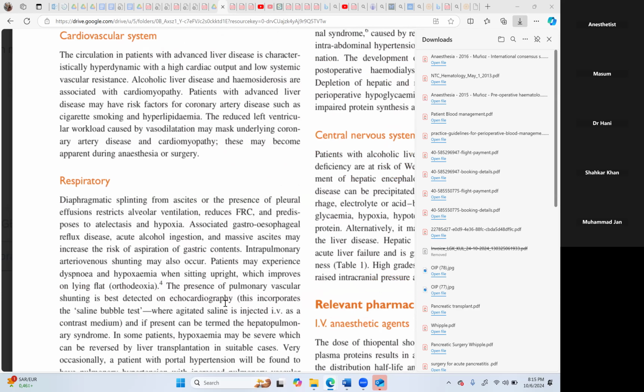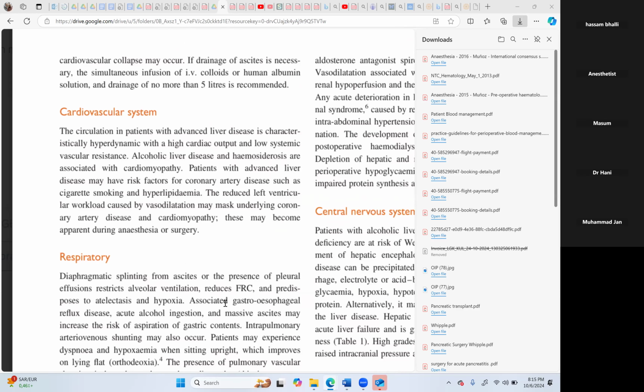Tissue thromboplastin is factor 3, thank you. In the cardiovascular system, what happens in advanced disease? As I told you, there is hyperdynamic circulation with high cardiac output, and because the vasodilators normally cleared by the liver are not cleared, there is low systemic vascular resistance. Then there are features of cardiomyopathy. Remember, the etiology may differ, but the presentation is high cardiac output with low cardiac ejection fraction. It may take the form of dilated cardiomyopathy.